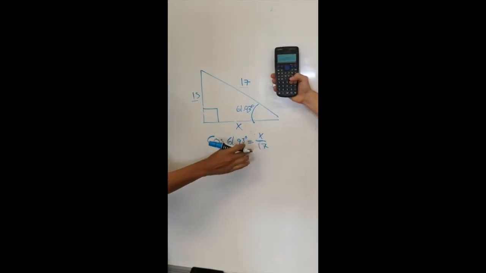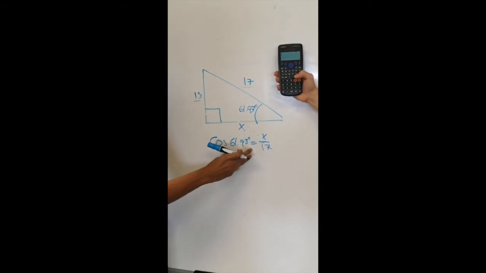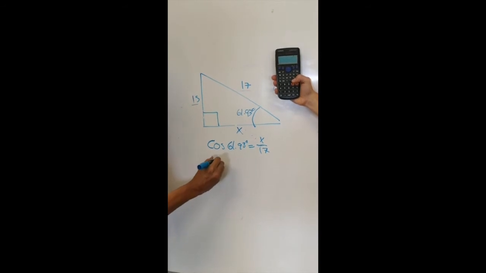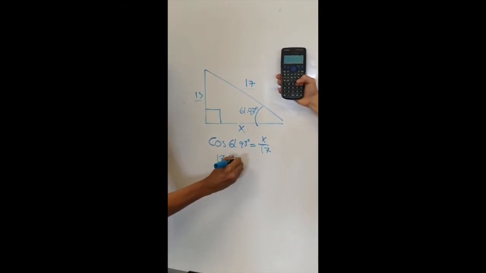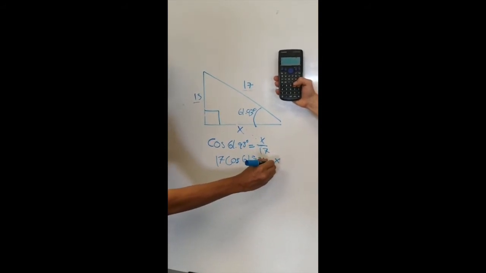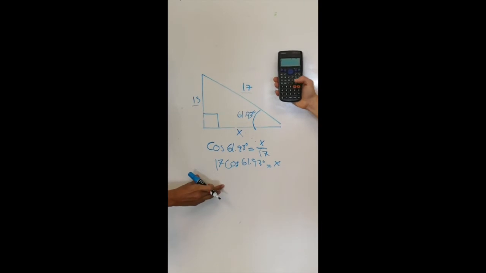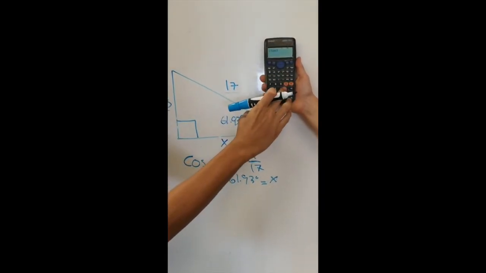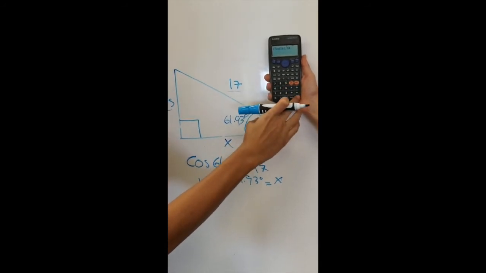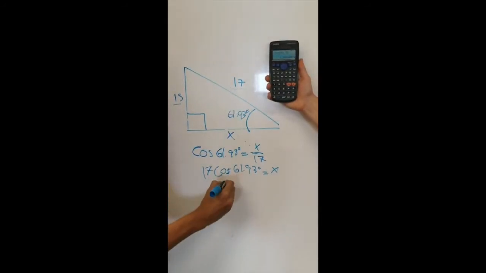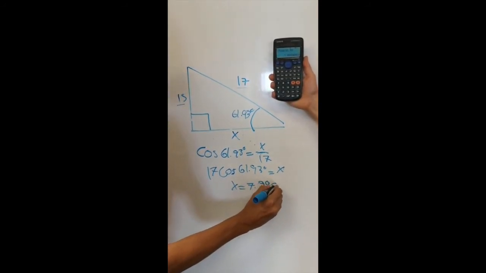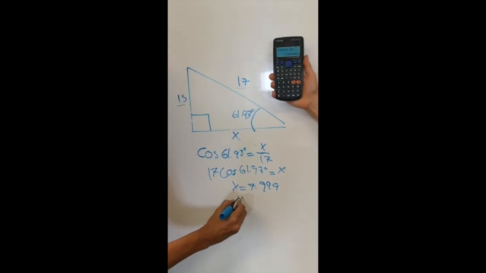Now to get this side, we have to isolate the x. It is pretty easy. 17 is dividing x, so it passes to the other side multiplying. So 17 cos of 61.93 equals x. Then in our calculator we type 17 cos of 61.93, which equals 7.599, and this can be rounded.